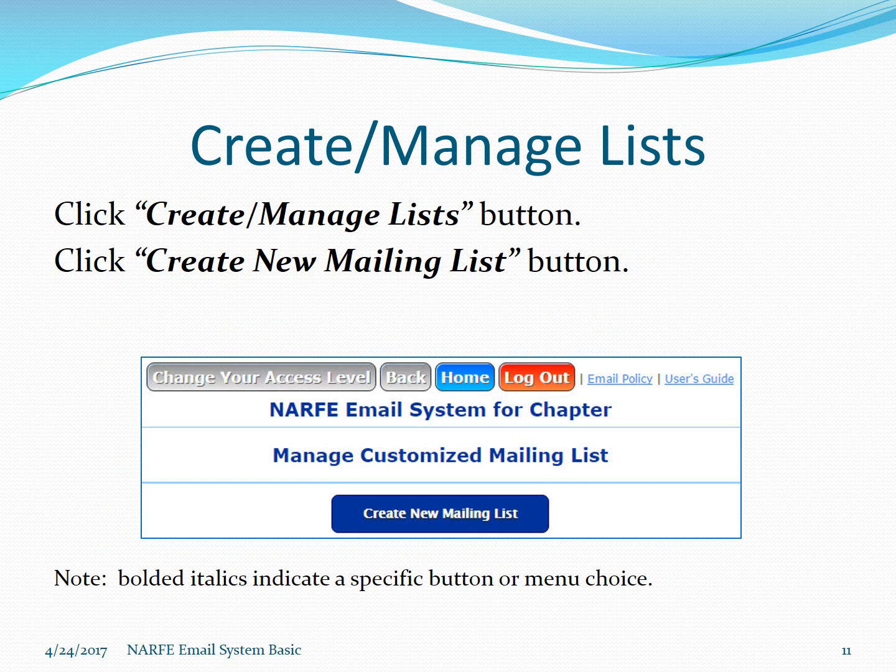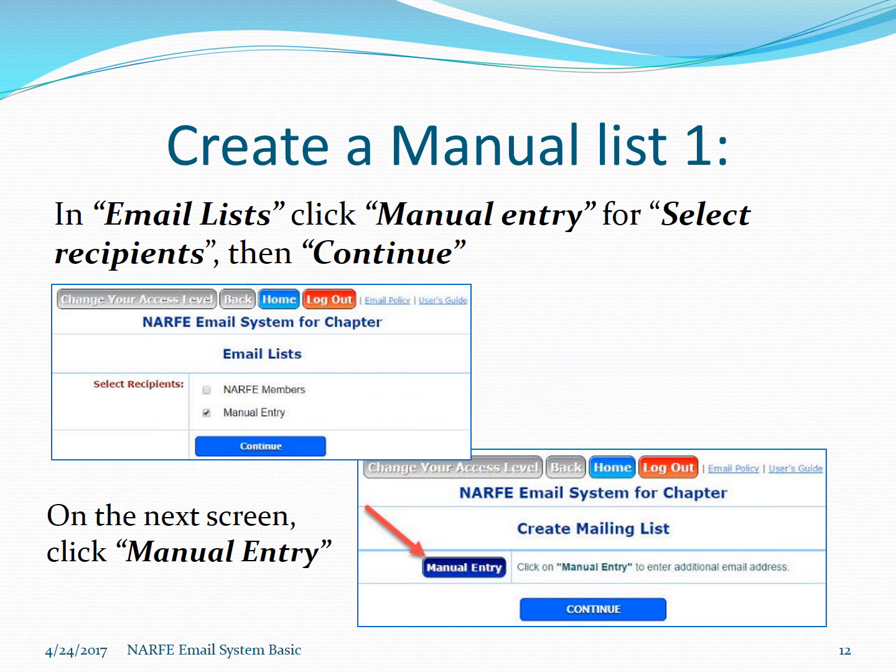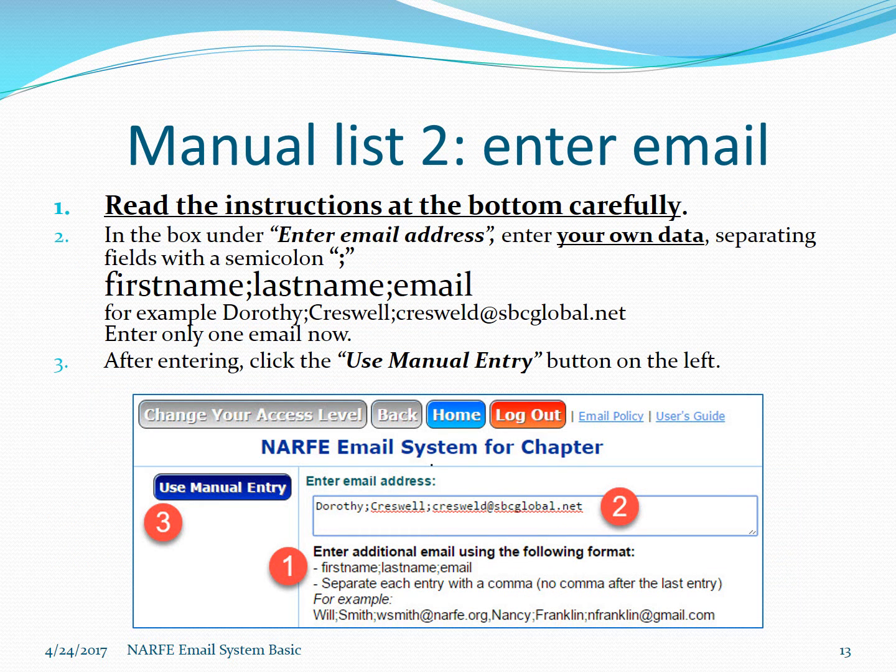Let's get started by creating a list. First, click the Create Manage List button, then click the Create New Mailing List button. We're going to create a manual list. In the email list, click Manual Entry for select recipients, then click Continue. On the next screen, click Manual Entry. We're going to create a manual list with a single email address.